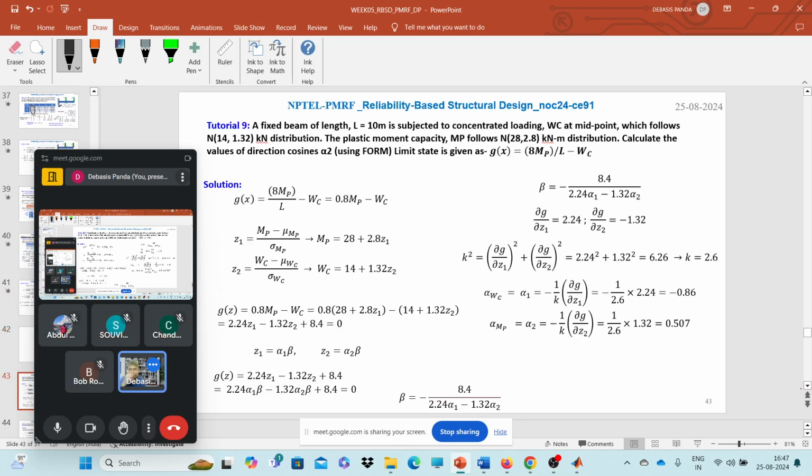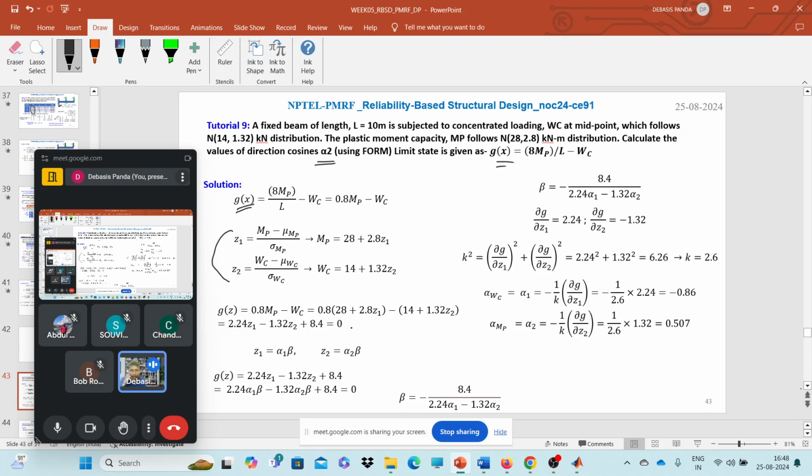Okay. So the first problem, we have seen it using MATLAB, but still let's quickly solve it. A fixed beam, L is 10 meter. Calculate the values of direction cosine alpha 2. The limit state is given. So how we can calculate it? First, you need to write it in X domain, convert it into Z domain, right?